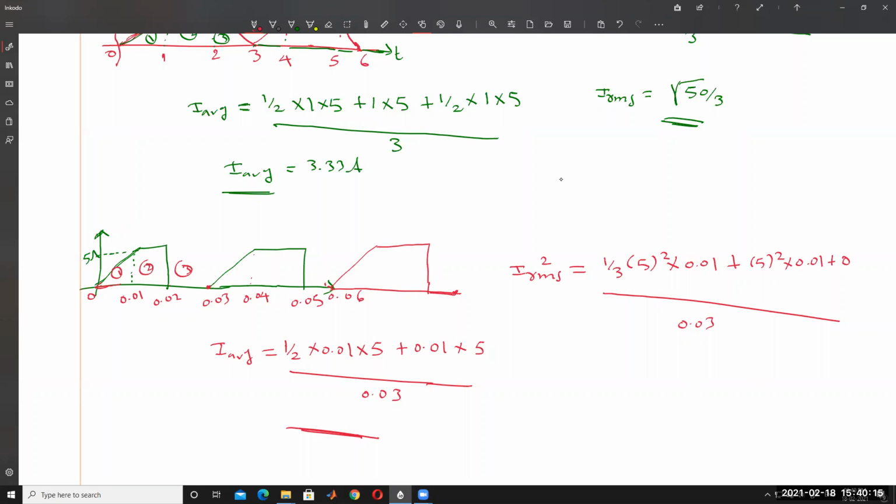Okay. For this, IRMS is equal to 3.33 amps. For this, IRMS is equal to approximately 2.5. So it's clear. Is it clear, everyone?